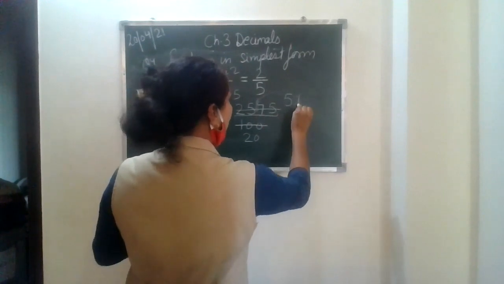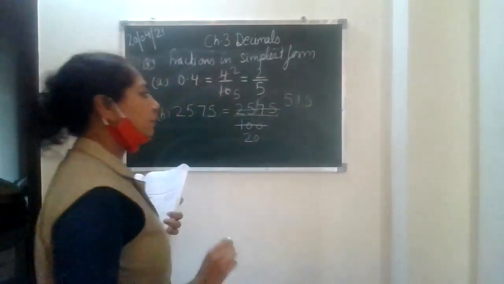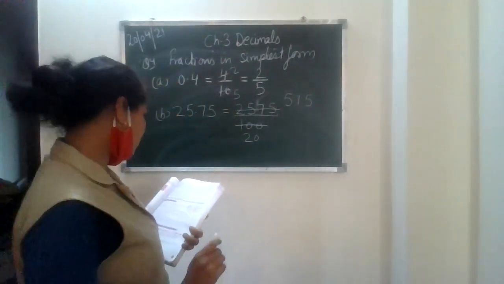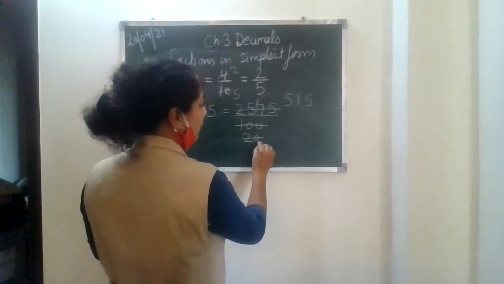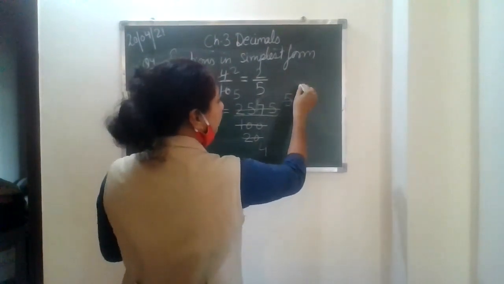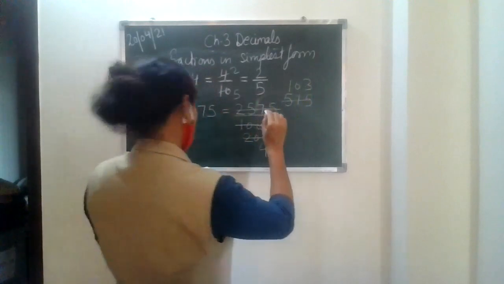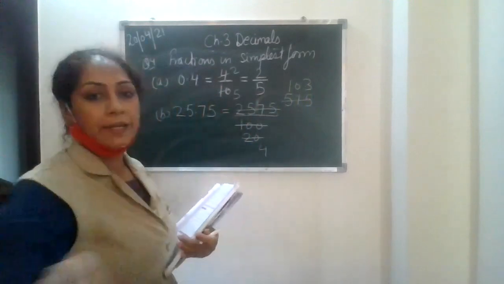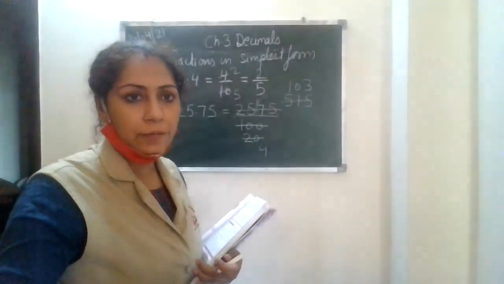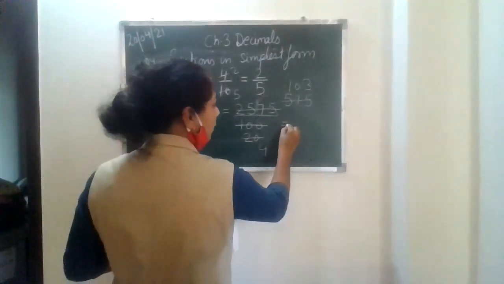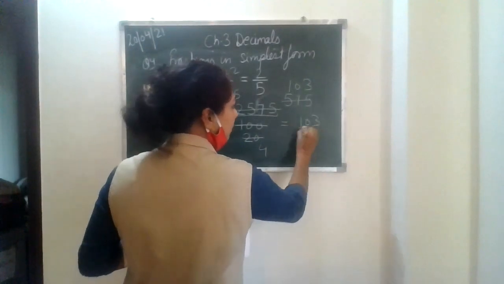25 and 75, divided by 5, gives 5 and 15. Fine. So this is how it is going to be 515. Then again, 5 and 4, then your 103. Now you will see 103 upon 4, which cannot be further simplified.